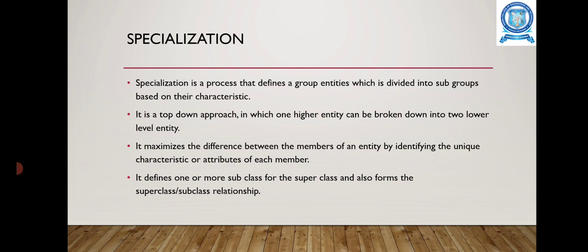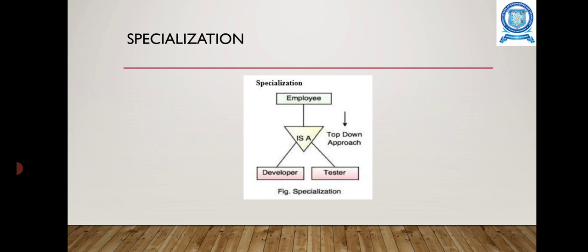This is the example for specialization. Here the employee is an entity, and the employee is a developer or tester. This is one of the specializations, that means from one class two subclasses are derived. This is a top-down approach.